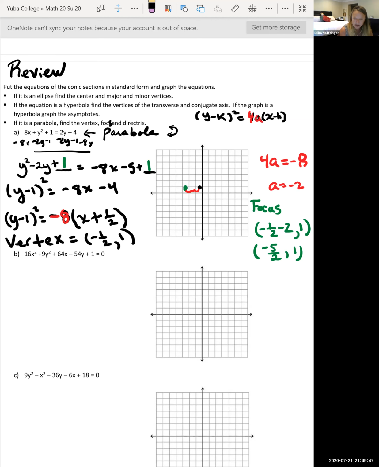Focus is a point. The directrix, though, is an equation of a line. The parabola is always going away from that line. And so if it is going left and right, your directrix is a vertical line, and so it's in the form of x equals. And we're going out to the right, adding 2, so x equals 2 plus whatever the x value of my vertex was, which was -1/2. So this would give me x equals 1.5 or 3/2.